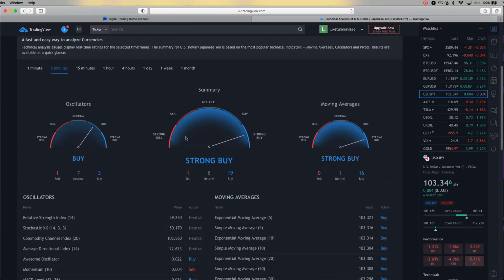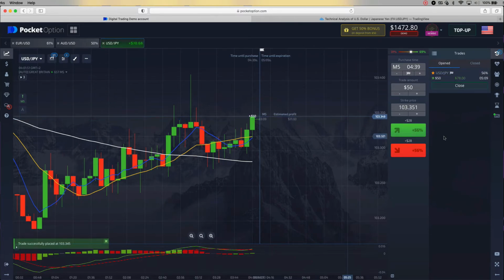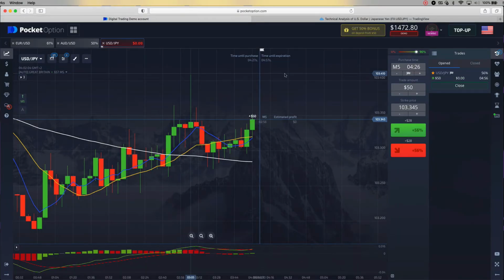Alright, so we got the oscillator saying buy, we got the summary saying strong buy, and we got moving averages also saying a strong buy. So we're going to go over here and just click on buy. Again, I'm not paying attention to the expiration time or the entry time here. I'm just obviously using the TradingView technical analysis just to enter these 5-minute trades at whatever time, just to see how it comes out. Right now we're 2 out of money and 0 in the money, and we will see how this candle exits out. We got a full 4 minutes left, so we'll see what happens.